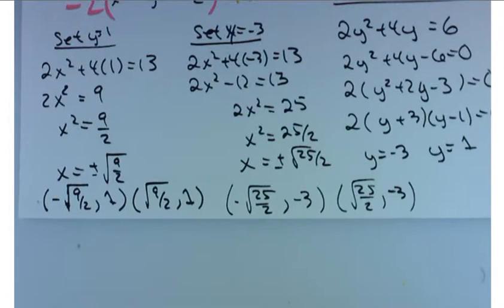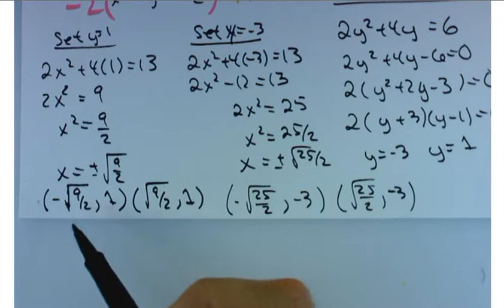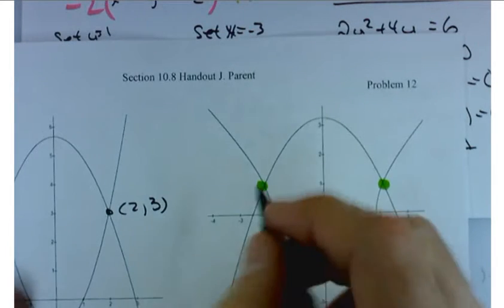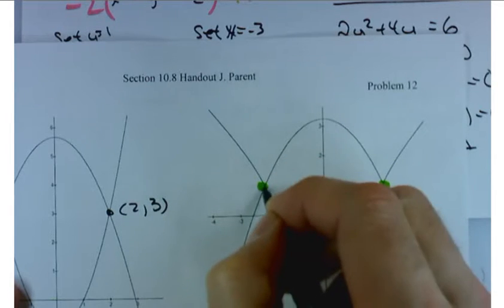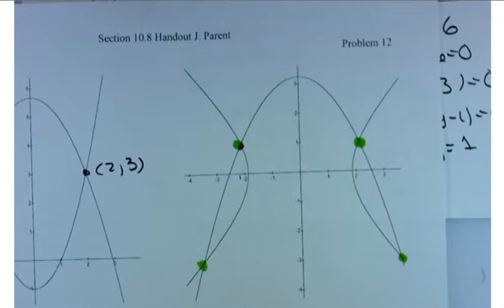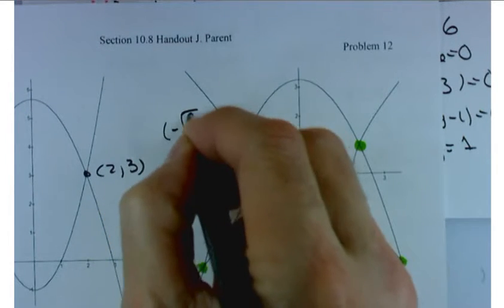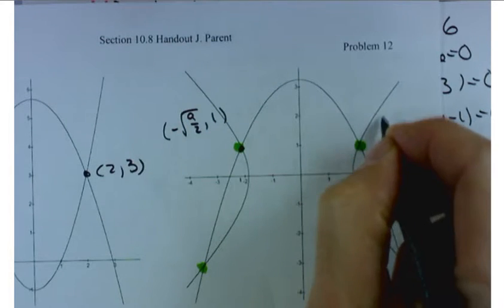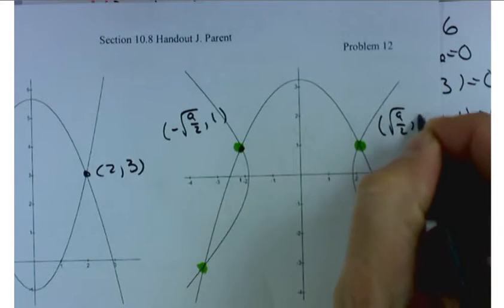We can come up with some numerical values and see if those match. Let's just try and do that. So for the first one, I get about negative 2.12. Does that seem about right? So, yeah. It's a little bit to the left of negative 2. So that seems pretty good. So that's your negative square root of 9 halves and 1. Here's your positive square root of 9 halves and 1.